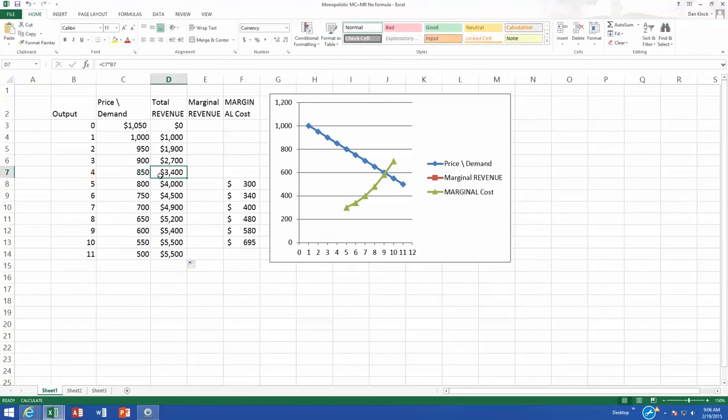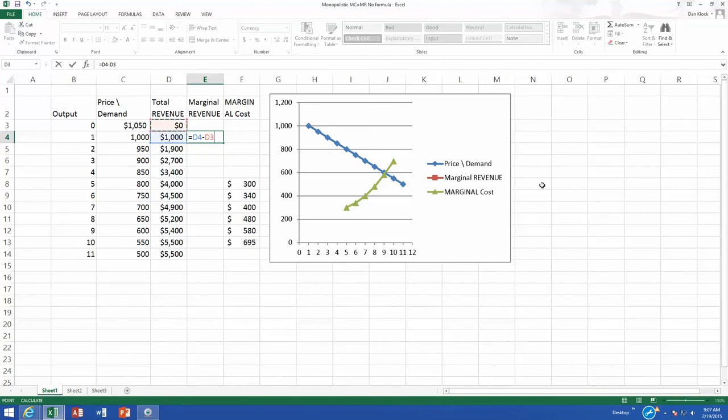So marginal revenue. And again, here's where the marginal revenue will always be below the price line or the demand line. So again, marginal revenue is the change in total revenue for the change in output. So if I go from 0 to 1 output, what's the change in revenue? And you can see it's 1,000, right? So this is a simple formula. I'm going to take this 1,000, D4, minus the 0.